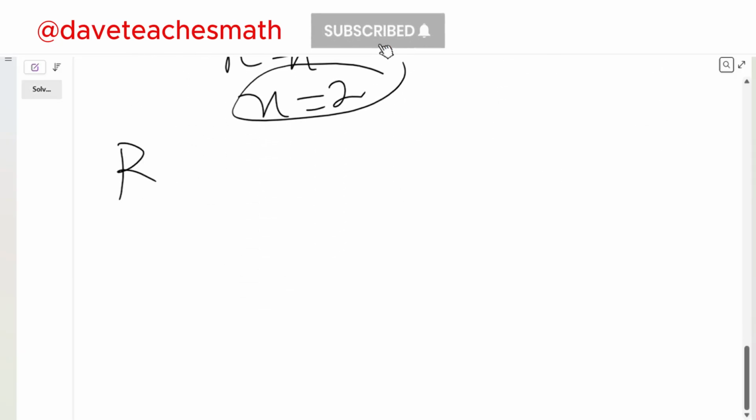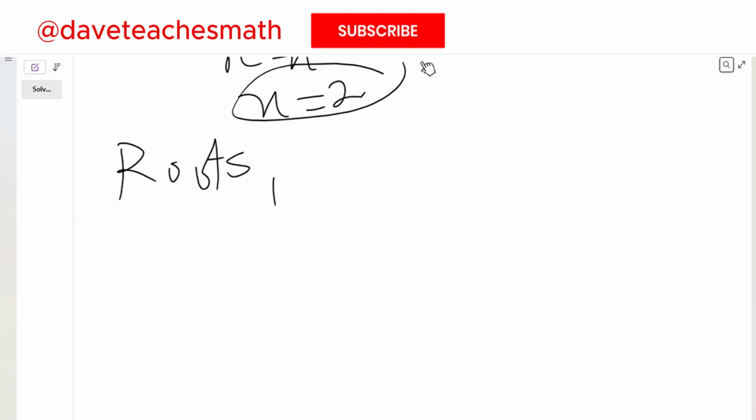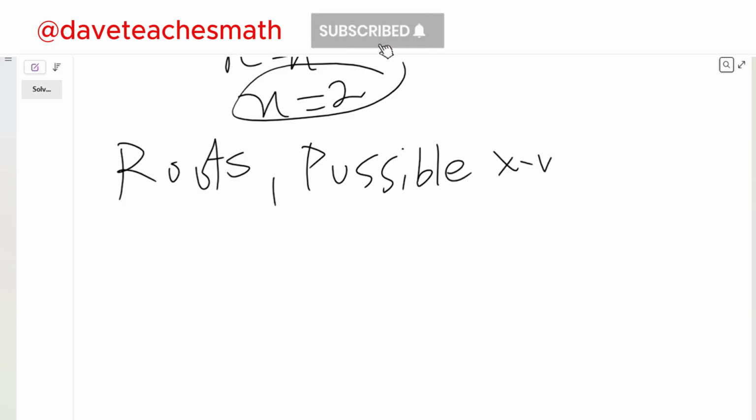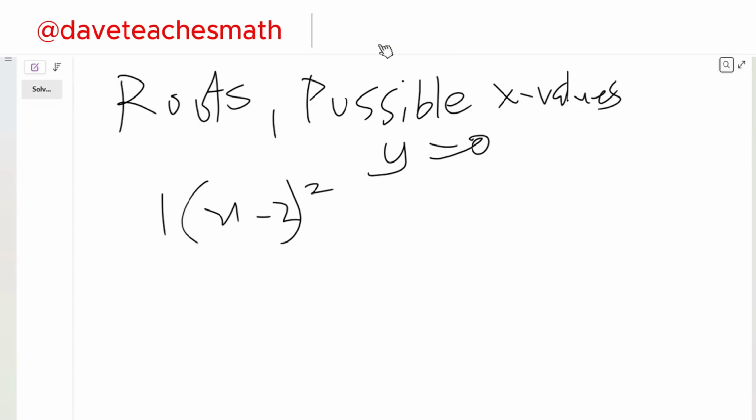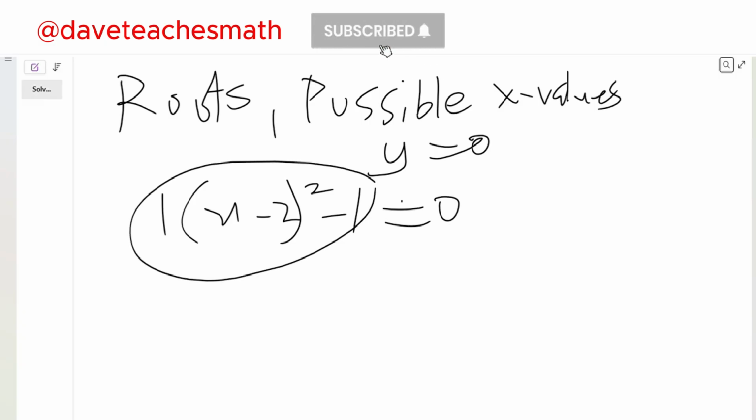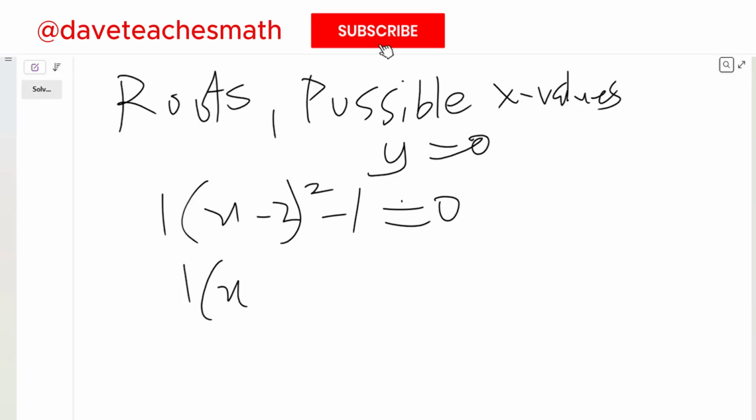Then we look out for the roots. The root is basically the possible x values when y is equal to 0. Okay, so we can equate the standard form that we had, which is 1 into brackets x minus 2 all squared minus 1, is equal to 0, because all of this represents y. We can have 1 into bracket x minus 2 all squared is equal to 1.